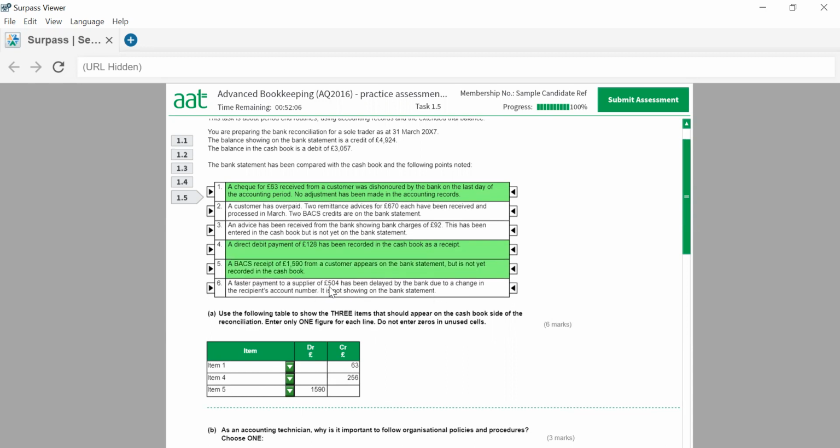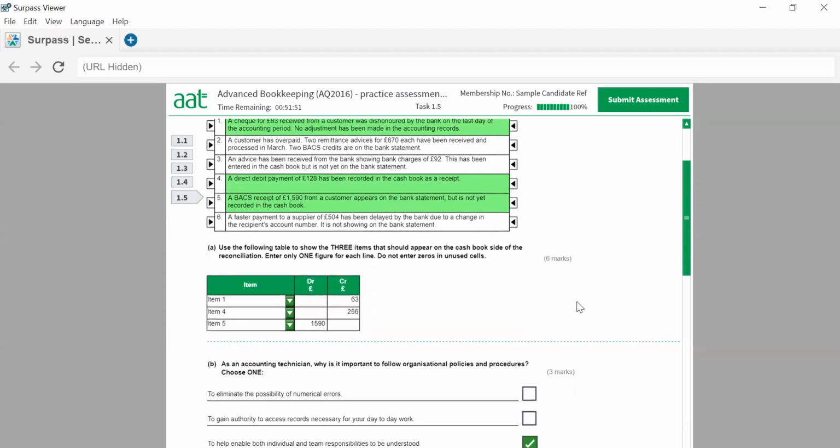A faster payment to a supplier of £504 has been delayed by the bank due to a change in the recipient's account number. It's not showing on the bank statement. So again, it's a bank statement issue. It's not relevant so far as our particular scenario is concerned.